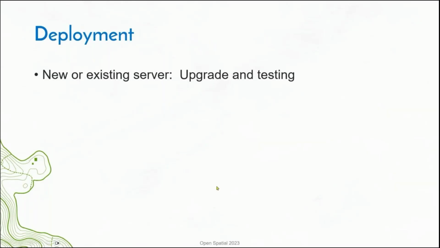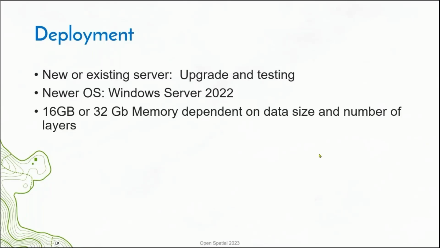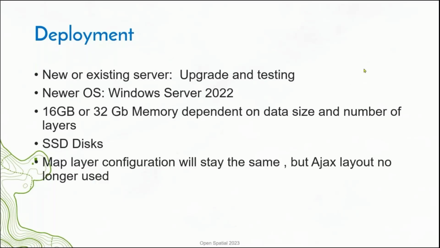Okay, so deployment. If you're running an existing setup, should you go on the existing server or should you go on the new server? Obviously there's some upgrade testing to be done. Windows Server 2019 is no longer supported, so we recommend that you do a 2022 server. Then 16 or 32 gig memory dependent on your data size, number of layers, those types of things, with SSD disks that you would be working in.